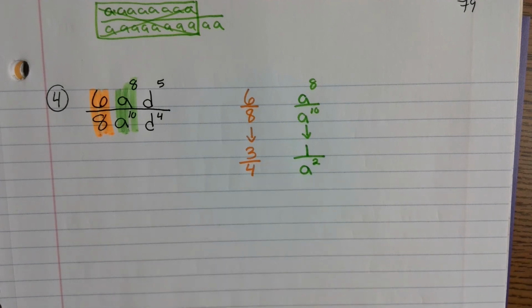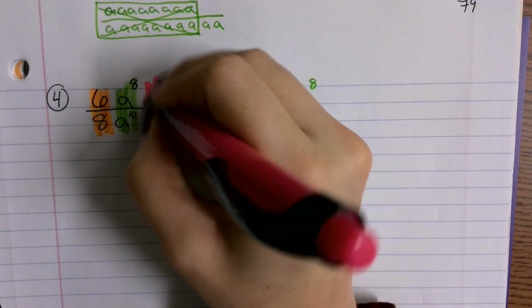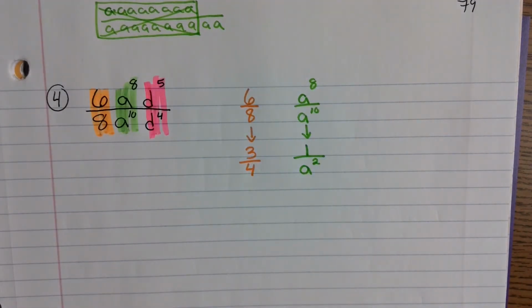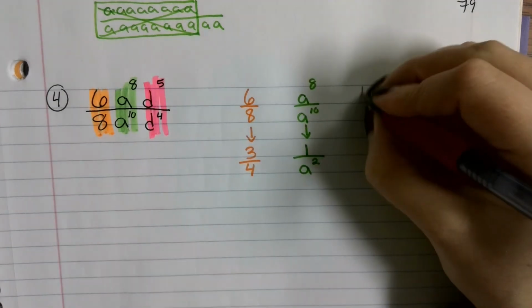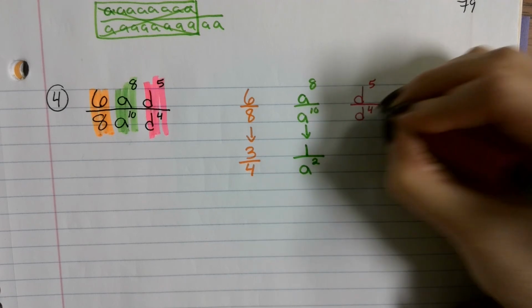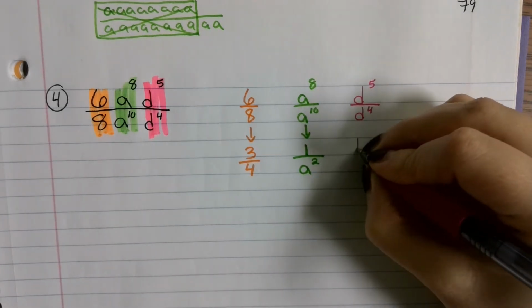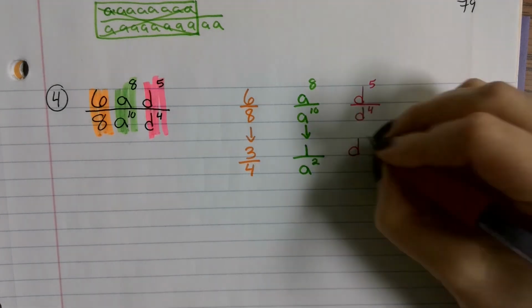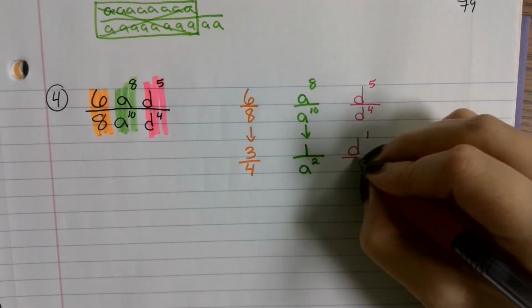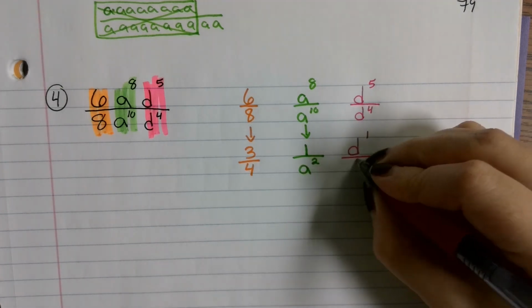Fantastic. All right, let's go on and take a look at this part. D to the 5th and D to the 4th. So which one's heavier, top or bottom? Top. So my answer is going to stay at the top. This will become D to what power? The 1 or the 1st, d to the 1st power over, since I have all these fractions, I need to put it over what? 1.